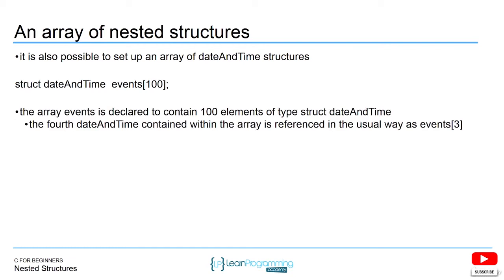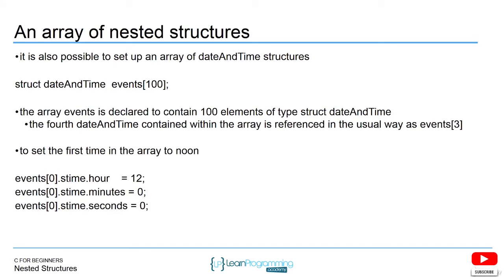The 4th date and time contained within the array is referenced using the usual index, sub 3, or index 3, or subscript 3, inside those square brackets. So to set the first time in the array to noon, you would say event sub 0 dot s time, because remember s time is pointing to the time struct, and then you have to access the element in the time struct, which is hour, so you use another dot, and you say 12. It looks very similar to the previous declaration, or assignment I should say, but instead it has that array index, 0 inside the square brackets.